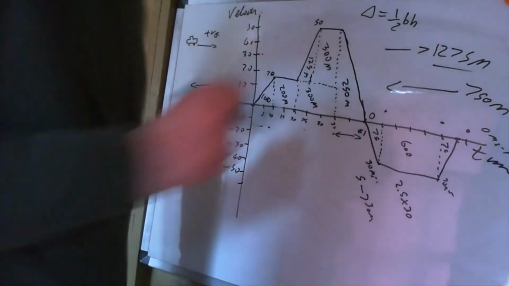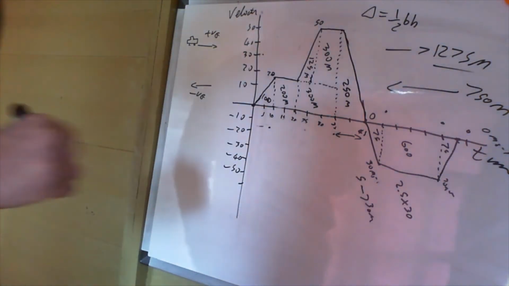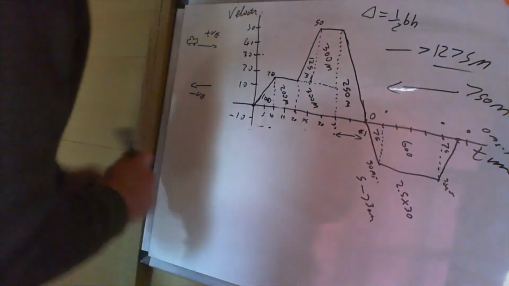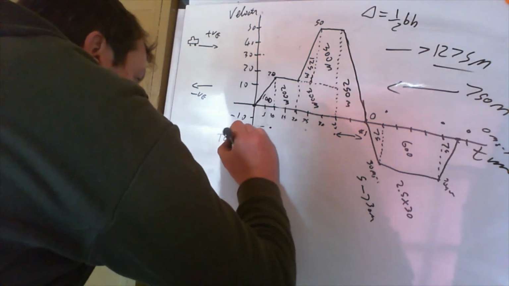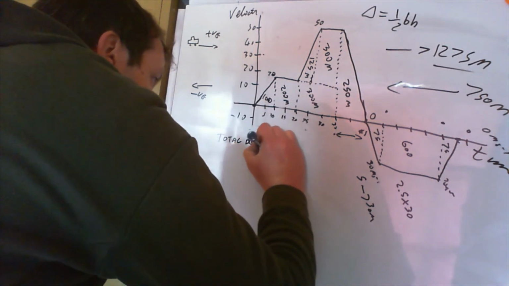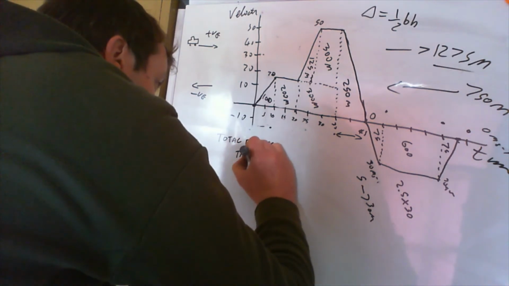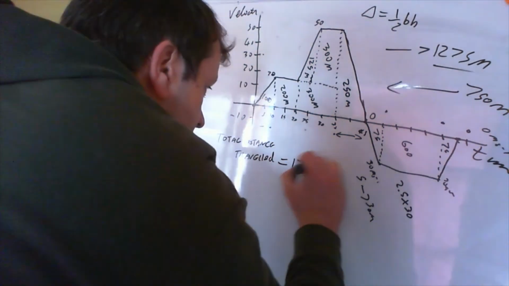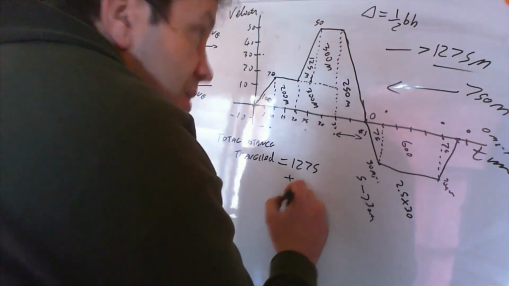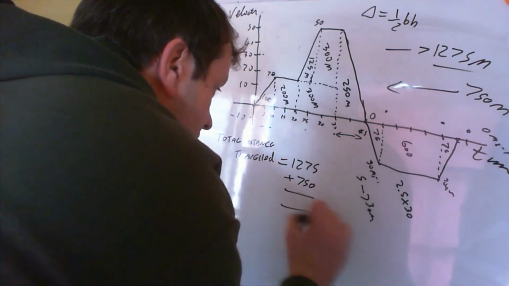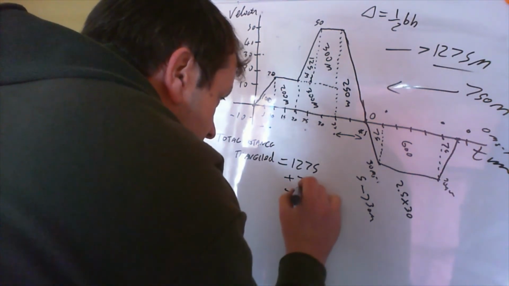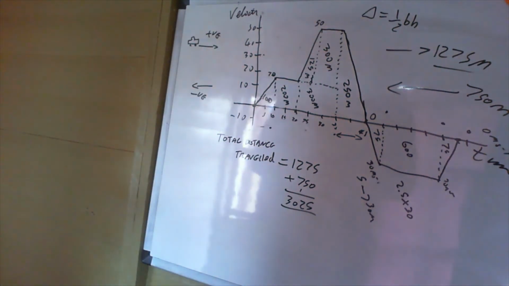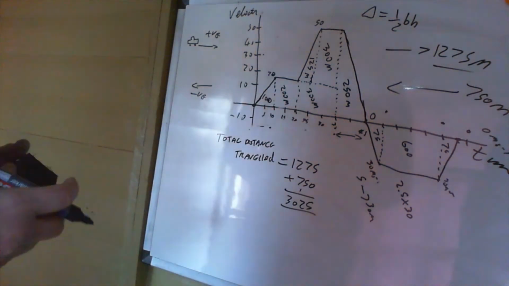So, what is his total distance travelled? Right? We'll be able to get in this now. So, total distance travelled equals 1275 plus 750 meters. That's 3,025 meters, and that's his total distance travelled.